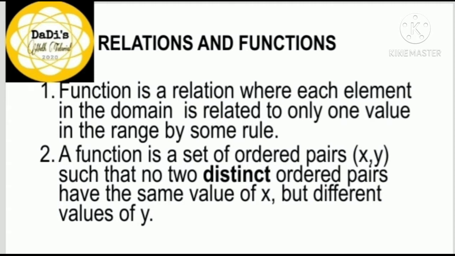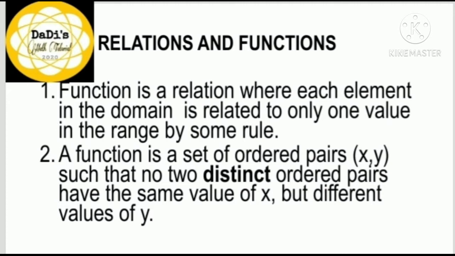So, ibig sabihin si function na isa siyang relation. Pero, ang kaibahan niya, isa lang yung value na dapat meron si x. Or isang value lang ni y na dapat meron si x. Hindi pwede magkaroon si x ng maraming y. But si y pwede magkaroon ng maraming x.